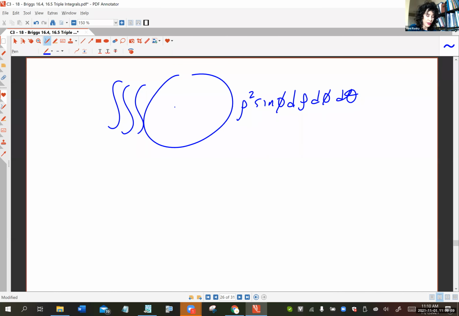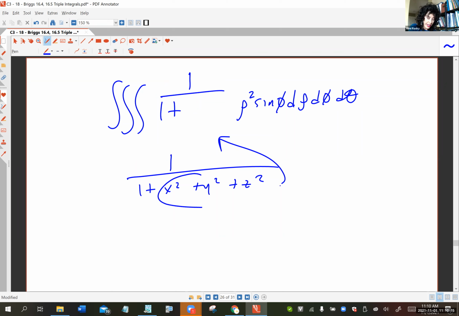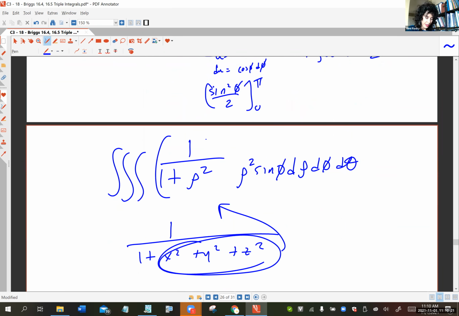Now, how do you convert the integral they gave us? Now, remember, the integral was 1 over 1 plus x squared plus y squared plus z squared. So how do you convert that to spherical coordinates? Well, it's 1 over 1 plus, and the sum of x squared plus y squared plus z squared is rho squared. And then you had your rho was 0 to 5, phi was 0 to pi halves, and theta was 0 to pi halves.